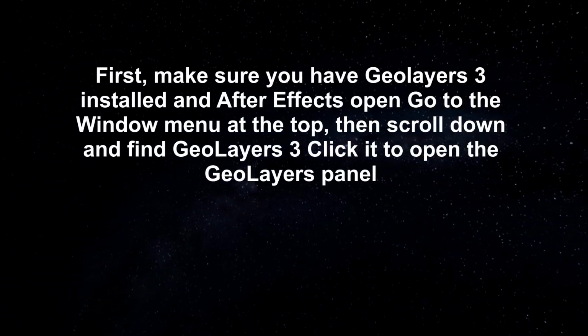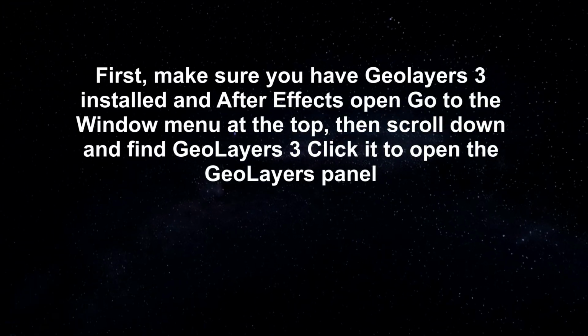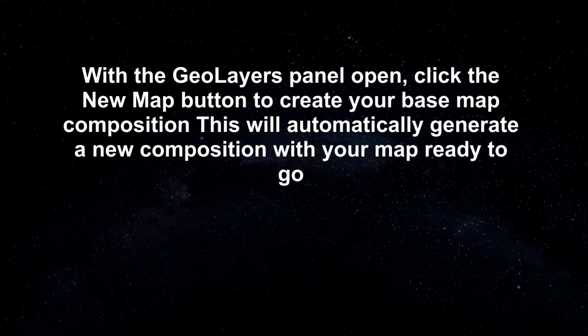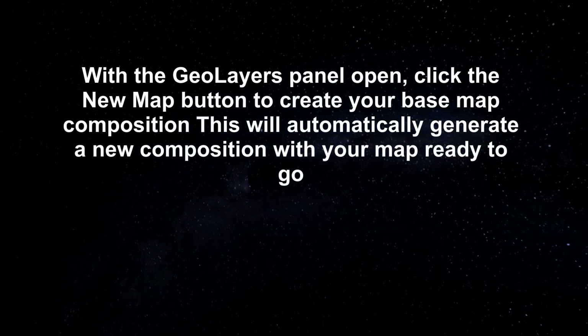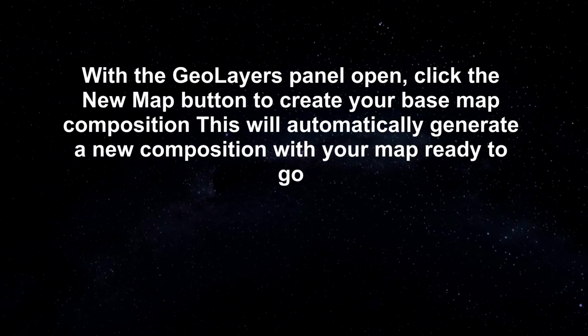Go to the window menu at the top. Then scroll down and find Geolayers 3. Click it to open the Geolayers panel. With the Geolayers panel open, click the New Map button to create your base map composition. This will automatically generate a new composition with your map ready to go.